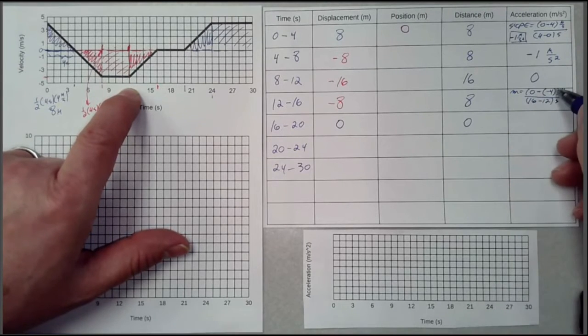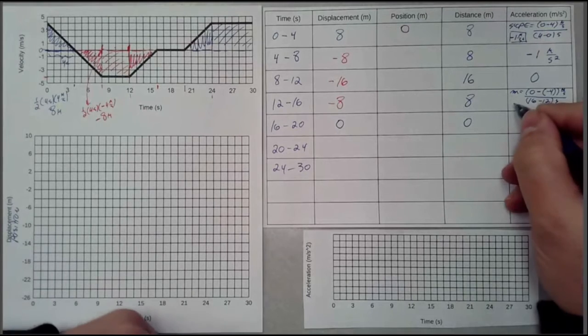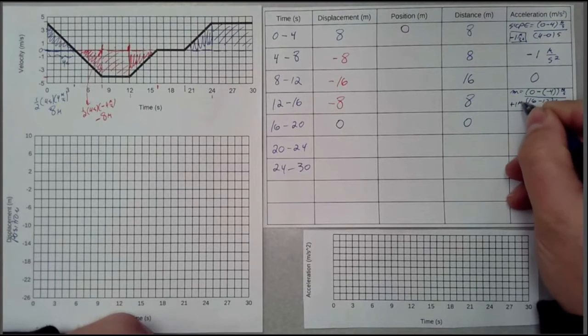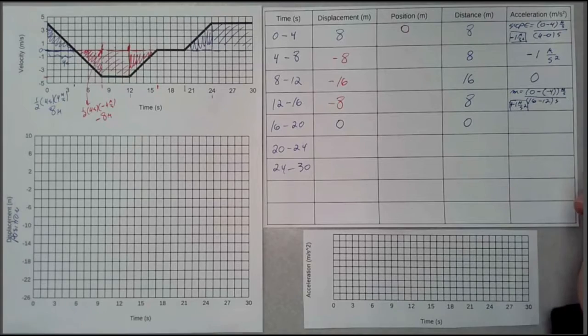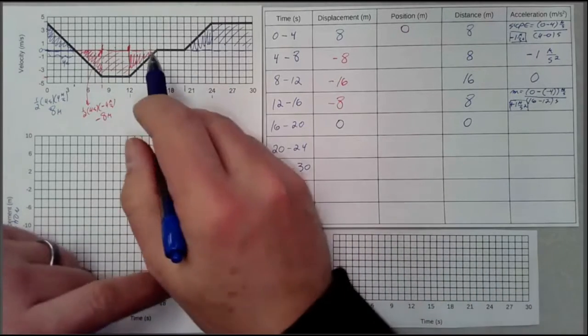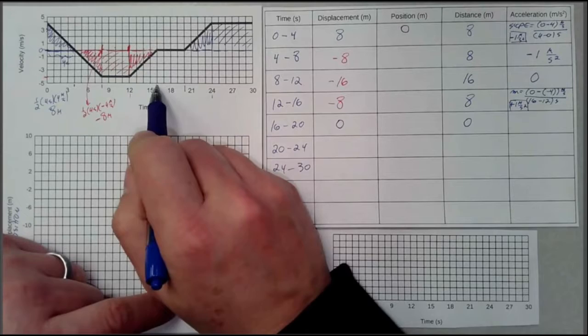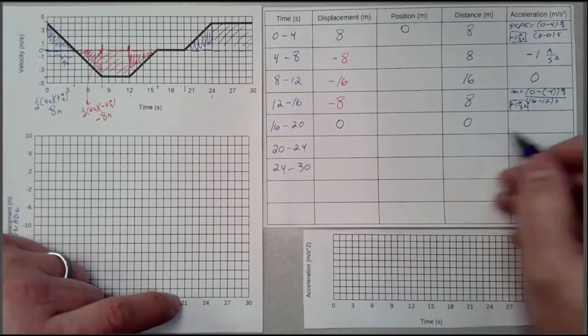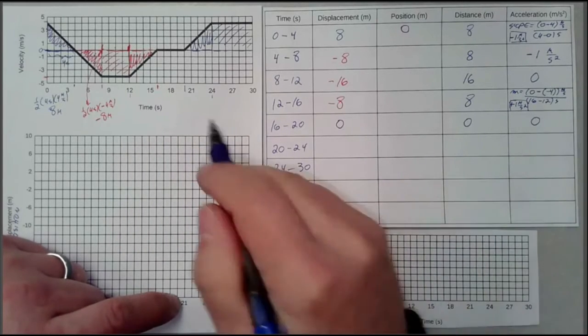So we get positive 4 over 4. This ends up being a positive 1 meter per second squared for this acceleration. Okay, so that's how I got that. Right, that's this slope, positive slope. Right, over here it's at rest. So from 16 to 20 seconds, there is no acceleration.